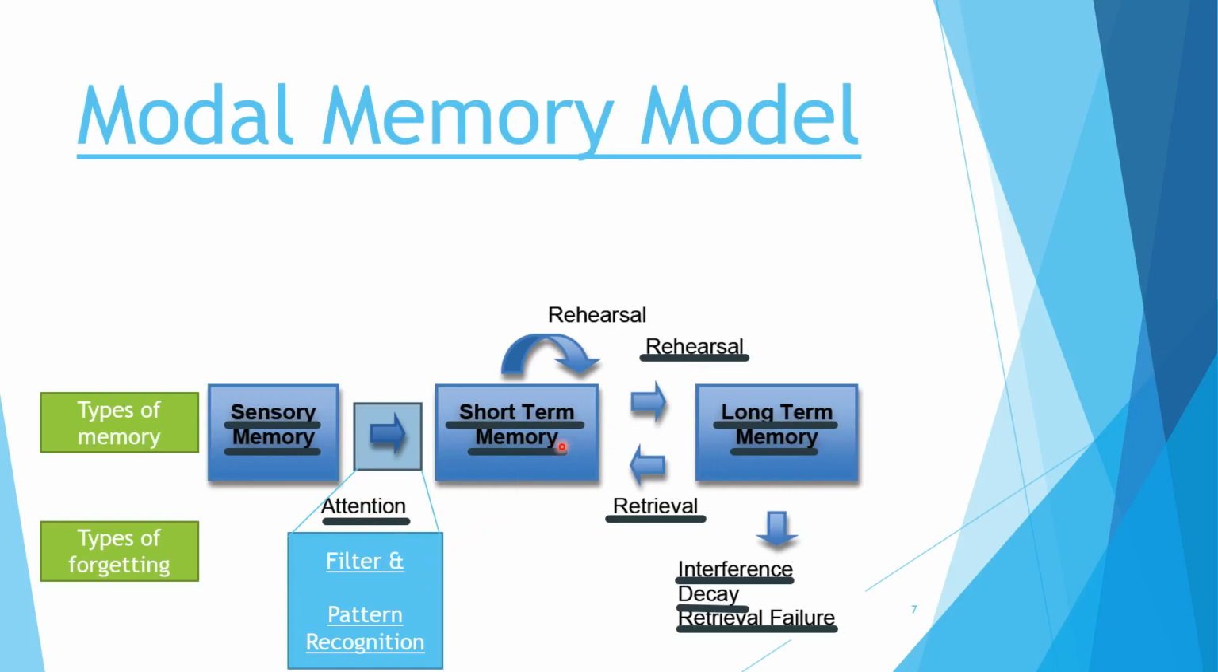We also have a rehearsal between the short-term and long-term memory. When you're trying to hold something in your head, like someone's phone number, what you can do to keep it in your short-term memory is rehearse it. Say it to yourself over and over again. 867-5309. 867-5309. I remember, it's 867-5309. By rehearsing something, by saying it to yourself over and over again, you can keep information in your short-term memory indefinitely.